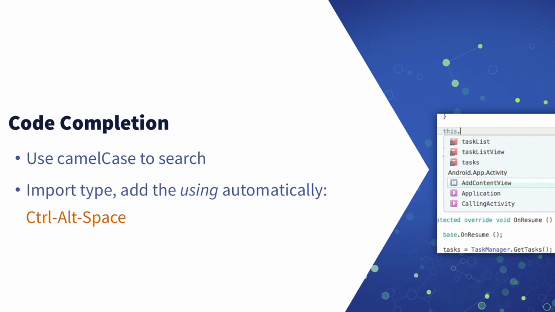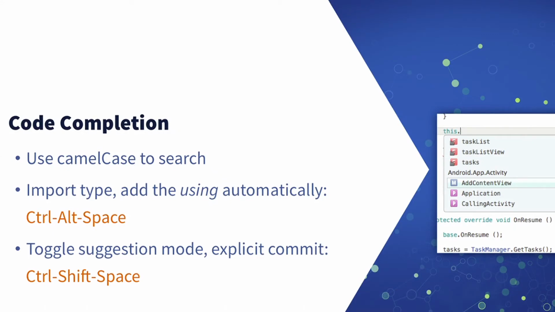Another great time-saving feature is import type. Control-Alt-Space brings up a special code completion menu that shows you all types in all libraries referenced by your solution. When you pick one of those types, it will automatically add the using required to use that type. So you don't have to type out the type, then go and resolve it, or go and add the using, then use the type. You can just import the type, and it does that work for you automatically.